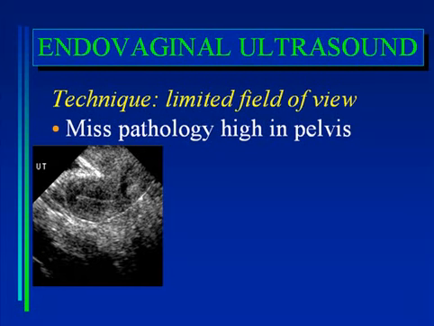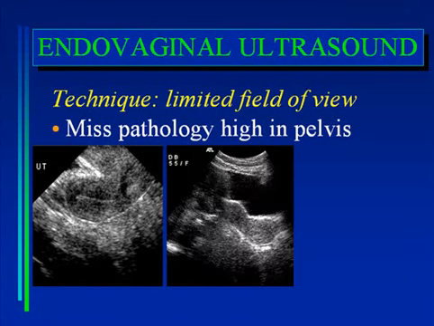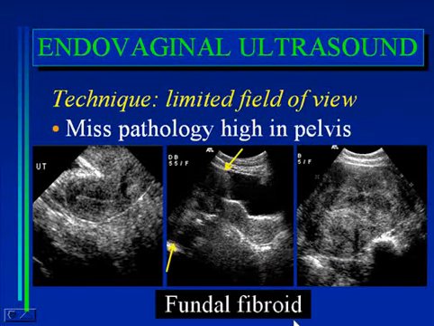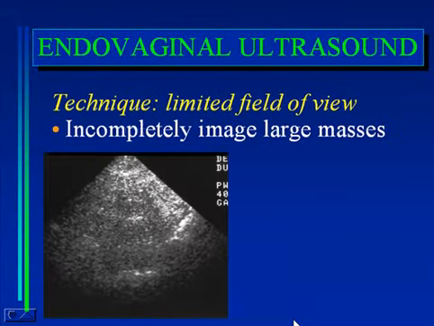Here's another example of a mass that was only seen at transabdominal ultrasound and not endovaginal ultrasound, a relatively normal appearance of the uterus at endovaginal ultrasound, but at transabdominal ultrasound, there's a huge mass located immediately superior to the uterus. And this mass can be best imaged by scanning through the abdominal wall because it extends all the way up to the umbilicus, where you can see that it is a solid mass and it has shadows and it's characteristic of a large fundal fibroid. But this fundal fibroid would have been totally missed by endovaginal ultrasound alone.